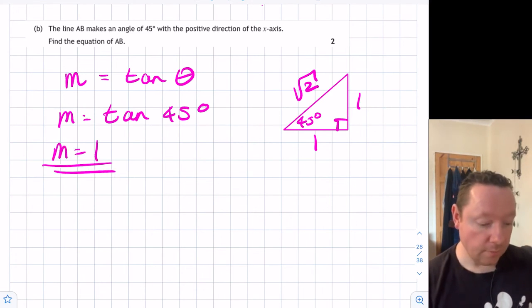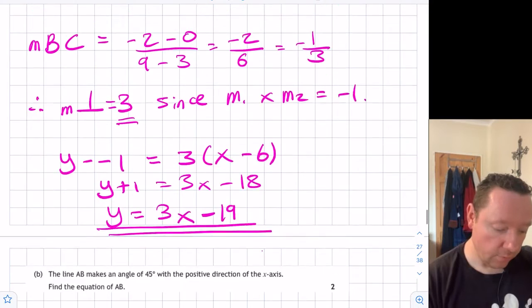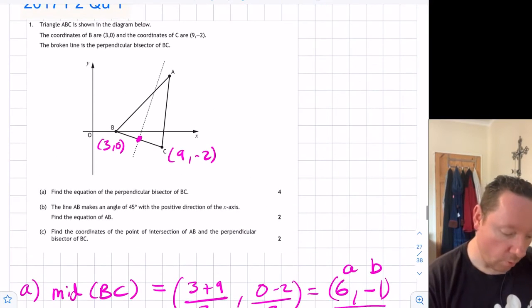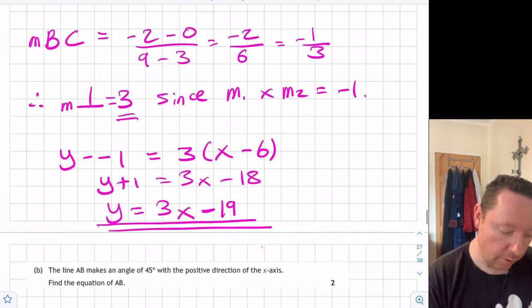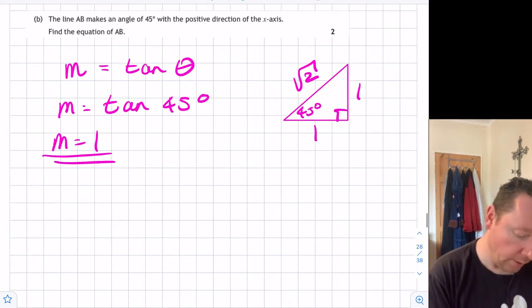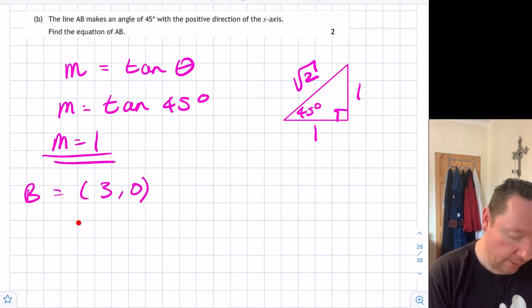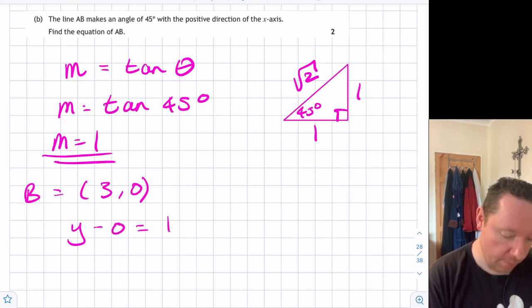We now need to find the equation of AB. Let's have a look. So we've got A to B. B is 3, 0. So we've got a point and we've got a gradient. So we're fine. Our point B equals 3, 0. y minus b equals m(x minus a). In other words, y equals x, take away 3.